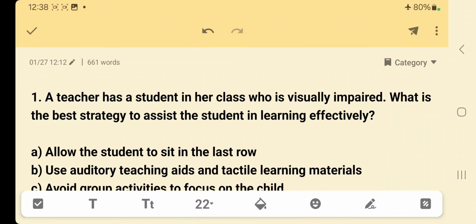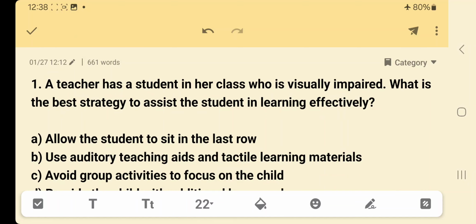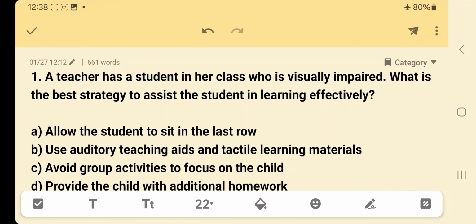Question number 1. A teacher has a student in her class who is visually impaired. What is the best strategy to assist the student in learning effectively? Option A. Allow the student to sit in the last row. Option B. Use auditory teaching aids and tactile learning materials.